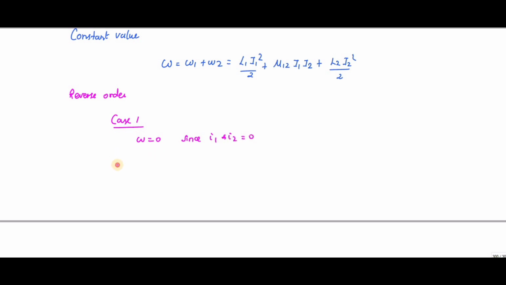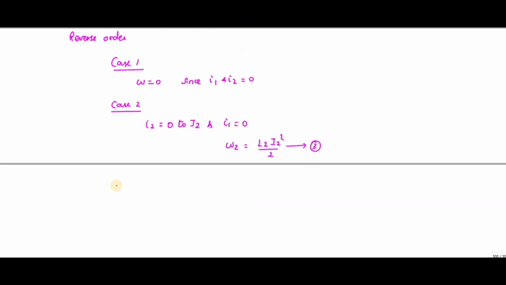For case 2, I'm going to change I2. I2 is increasing from 0 to I2 and the I1 value is 0. So that is the case. You can write omega 2 is equal to L2 I2 square divided by 2. So this is your third equation.